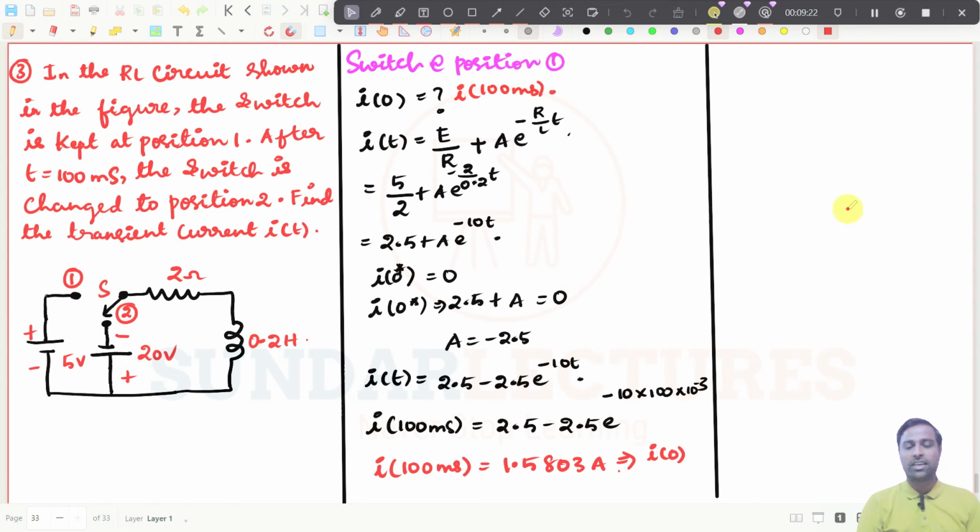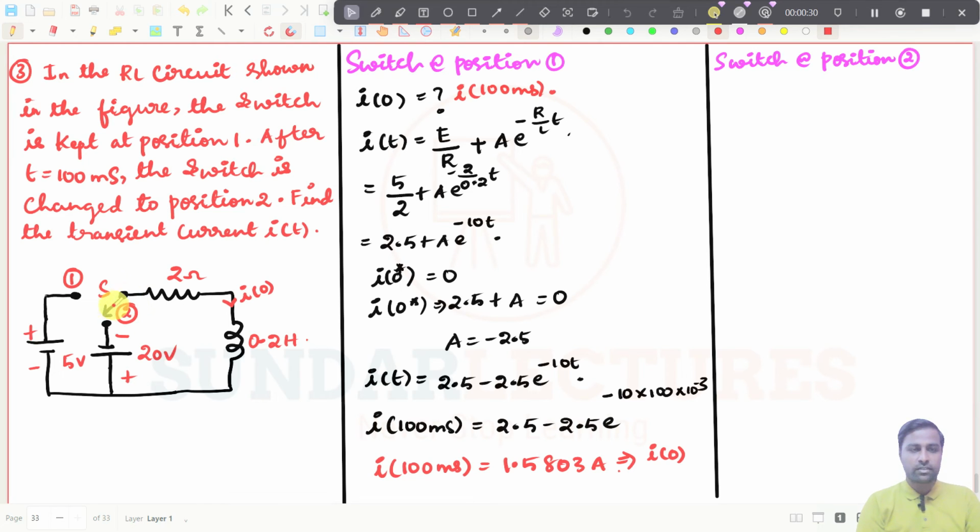We need to find the expression. The switch is now connected to position number 2. In this circuit, the current will flow in this direction, right? At first, I need to mark down the current direction. For position number 1, the circuit is connected like this. The voltage is plus here, minus here, so the current will be like this. This is I of 0, which would have flowed in this direction. That is what I have marked here.